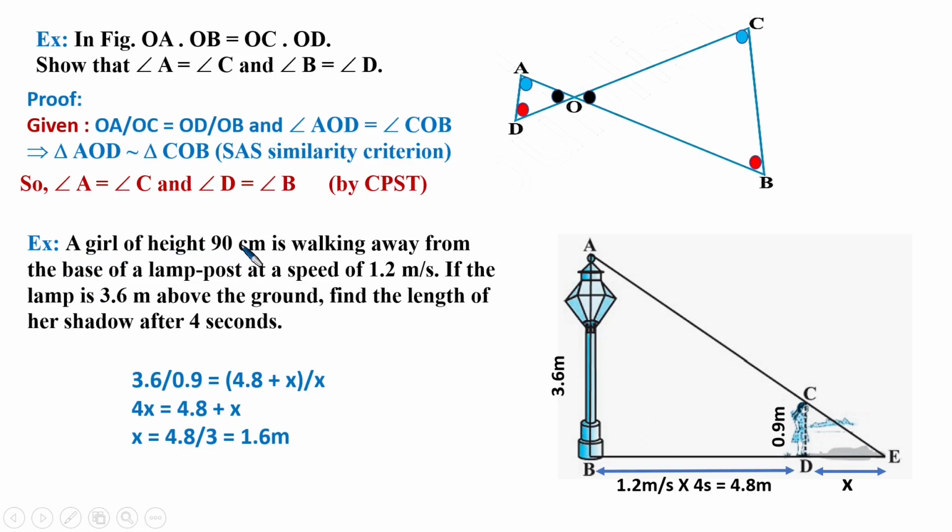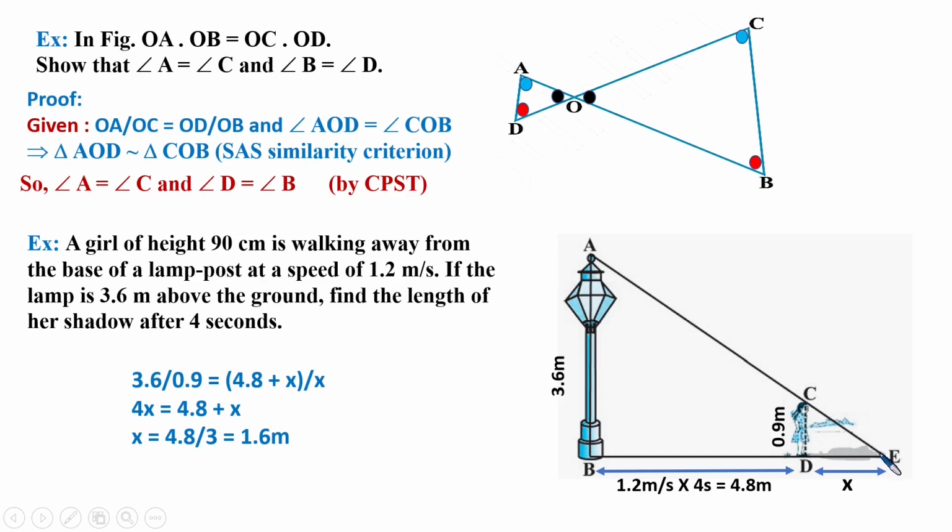This is a girl of height 90 centimeters, walking away from the base of a lamppost at a speed of 1.2 meters per second. If the lamp is 3.6 meters above the ground, this is the height of the lamp, and the bulb is here, find the length of her shadow after 4 seconds. So she is walking at 1.2 meters per second times 4 seconds, which is 4.8 meters. So the distance here is 4.8 meters. And say this is the shadow distance, which we have to find.